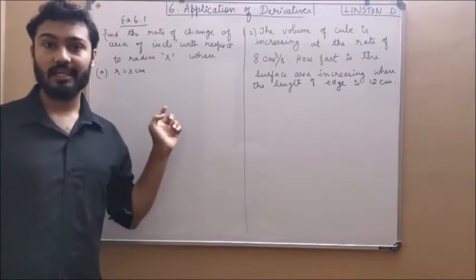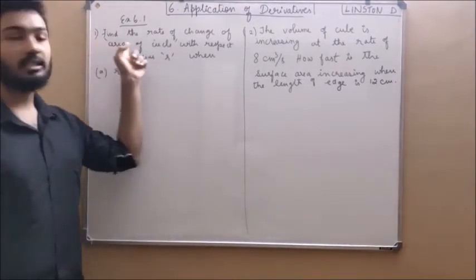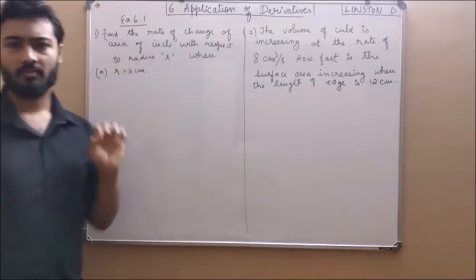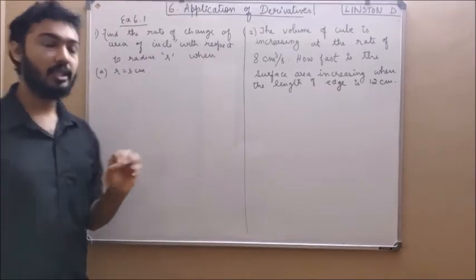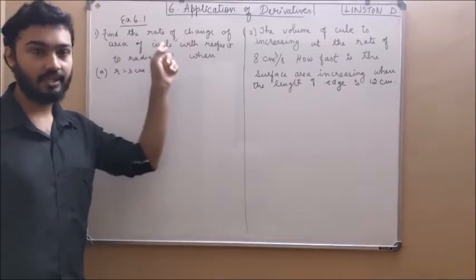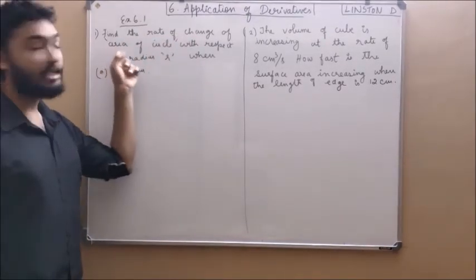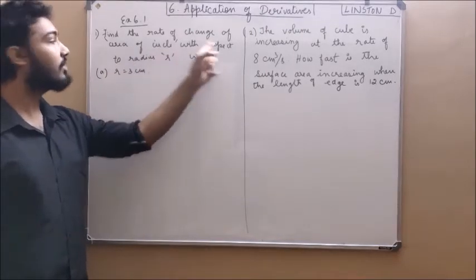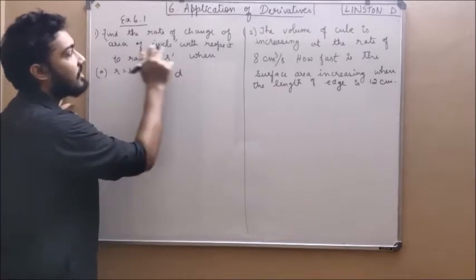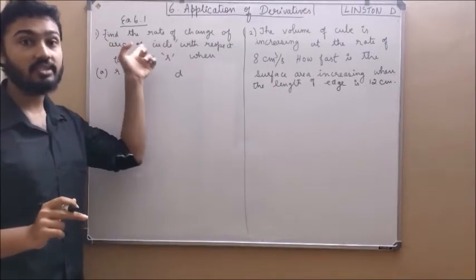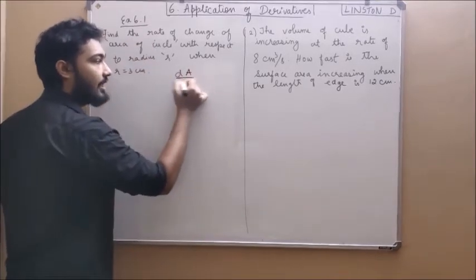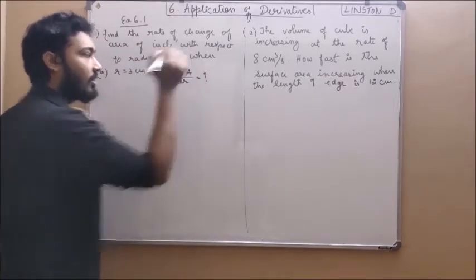We'll do the first question under rate of change. Find the rate of change of the area of the circle with respect to the radius r. So read the question properly. We have to find the rate of change, which means we have to find the derivative: the rate of change of area of the circle with respect to radius r. So dA by dr we have to find.